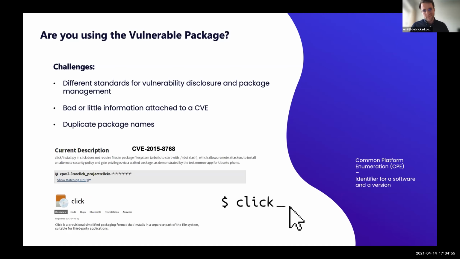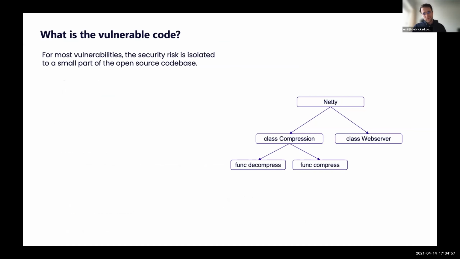So let's move on to the next layer, where we ask: are you using the vulnerable code, or what part of a vulnerable package is actually vulnerable? Most vulnerabilities have a security risk isolated to a small part of the code base. I have an example here where we look at Netty, which is a Java component that has two main features. It has compression and decompression, and it has a web server.